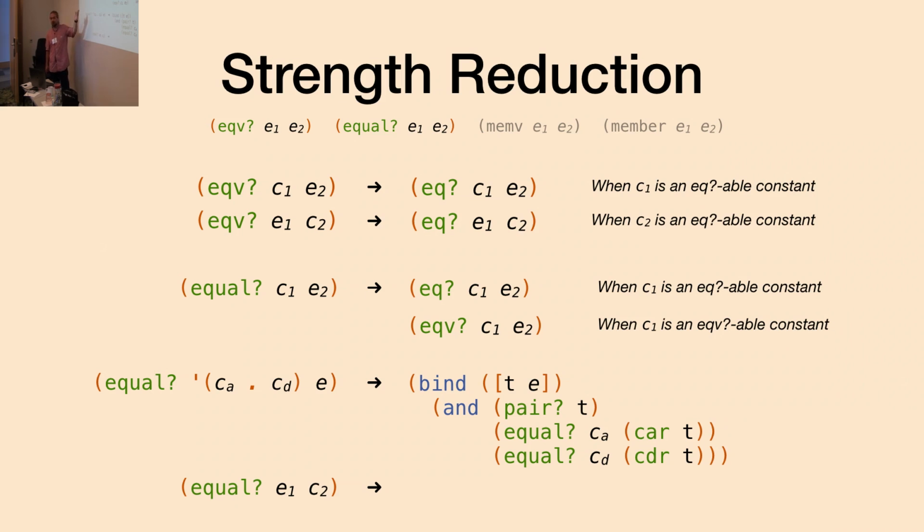Now, I didn't say this earlier, but I meant to, which is that if these are both constant, well, we don't expect to see this here because some other part of the compiler should have already eliminated it, right? We should never see both of these things being constant.